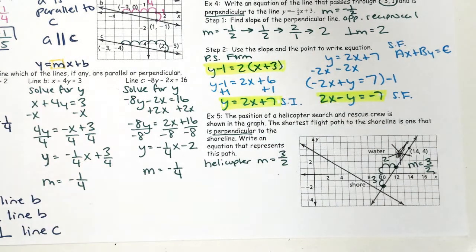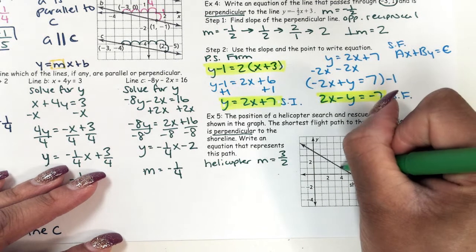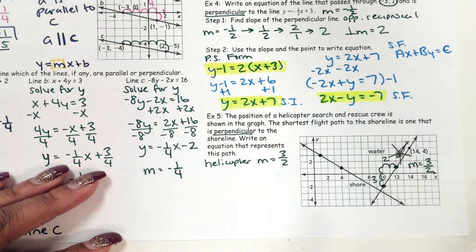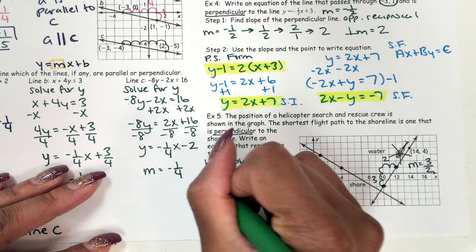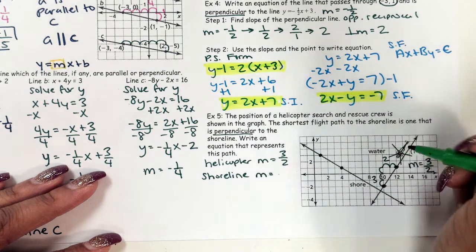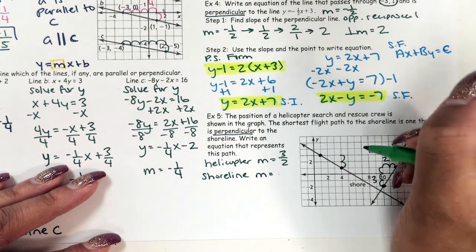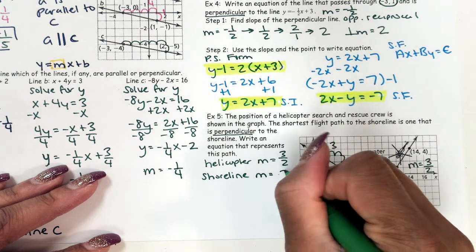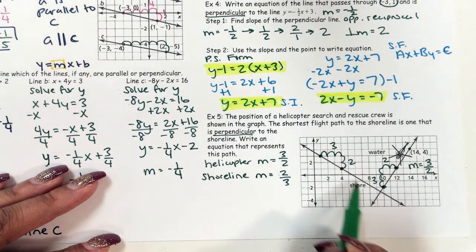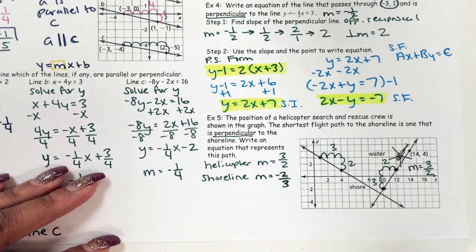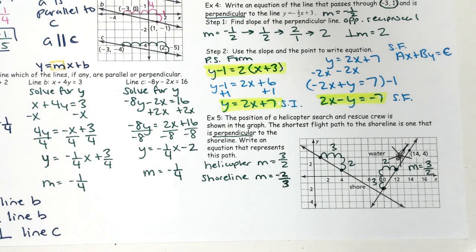Now, what about the shoreline? I'm sure we can pick 2 points here, so let's pick this point and this point. Let's find the slope of the shoreline. The slope of the shoreline is where I rise 2, and then I run 1, 2, 3. So I have 2 over 3, but my line is decreasing, so it's a negative 2 over 3. And so these two lines are perpendicular to each other.